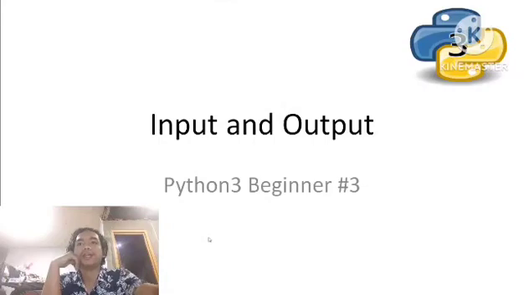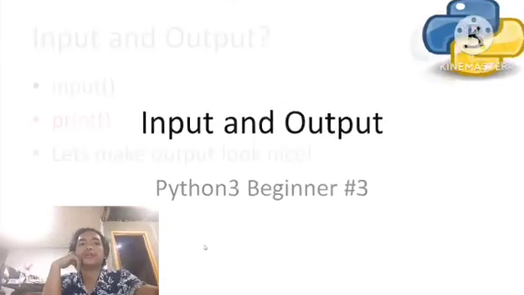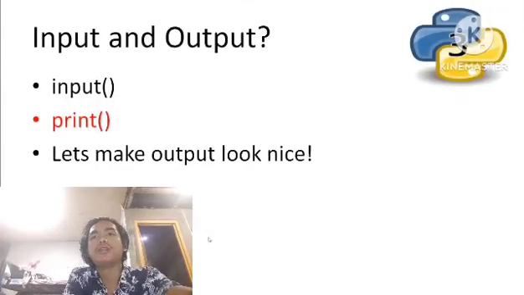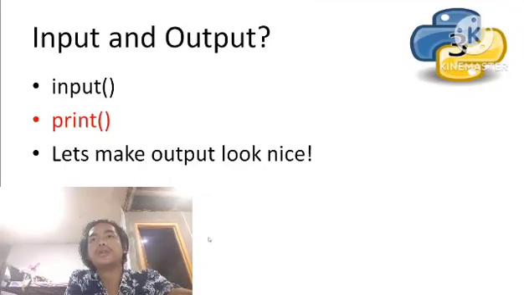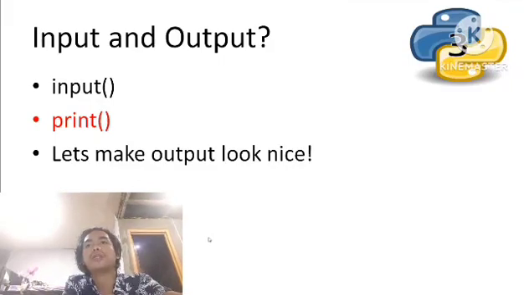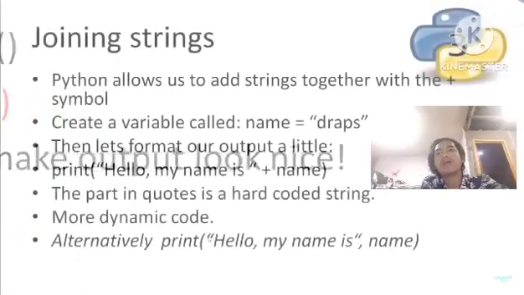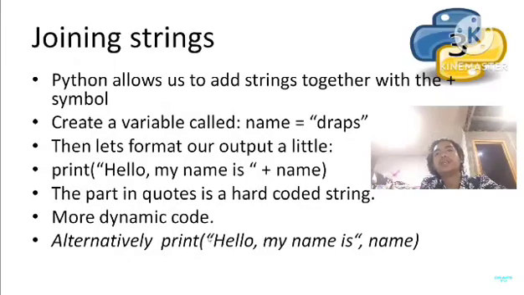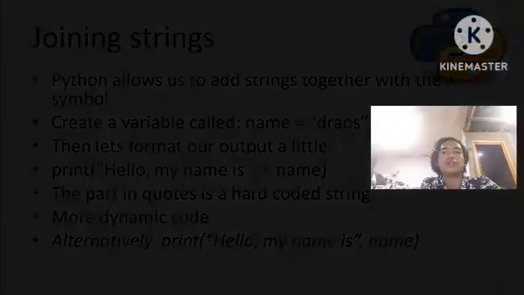Welcome to Python 3. Beginner 3: input and output. Python makes it easy for us by providing easy to use functions. We already use an output function, which is print. We are customizing our output to make it better and easier to read. First, we look here to make output nice. We can create a variable called name and set it to our name, and let's proceed to our Visual Studio Code.